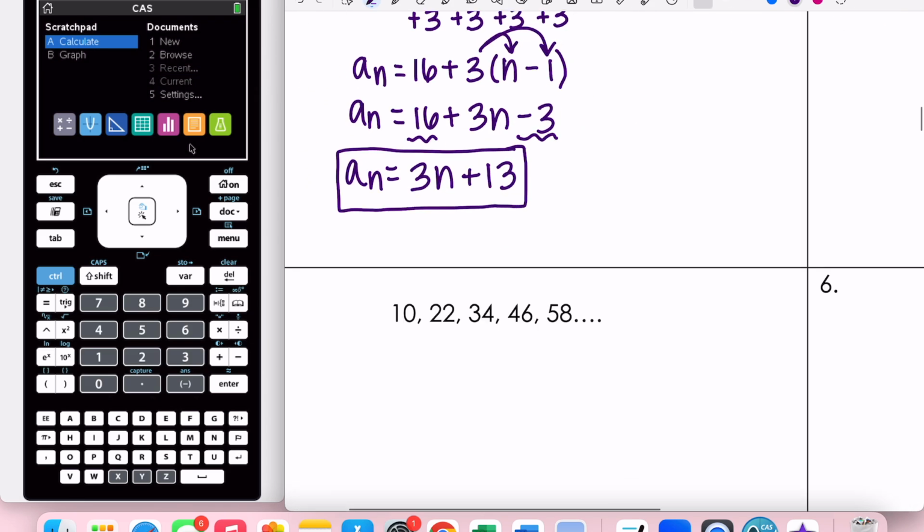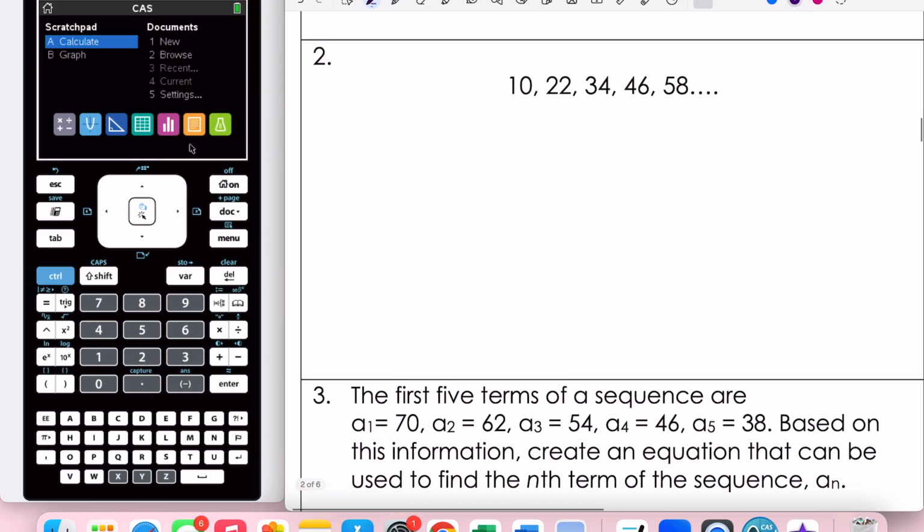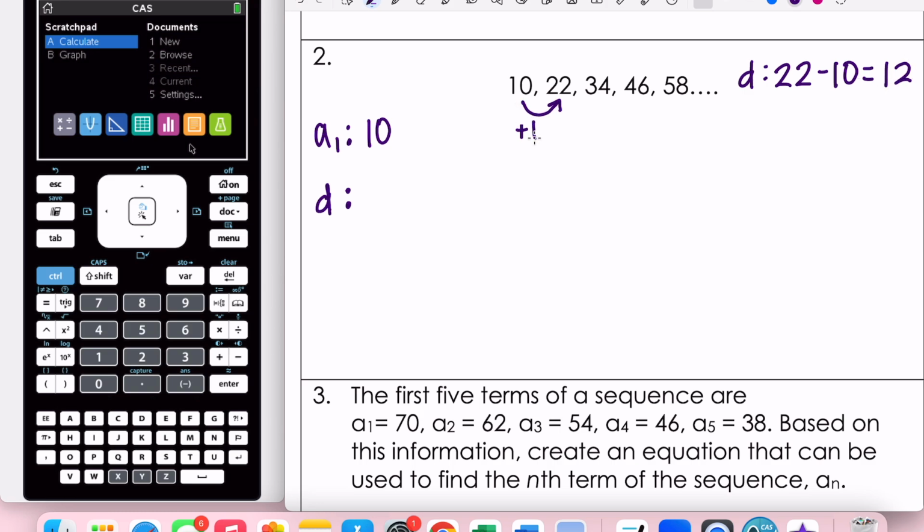Okay, moving on to number 2. We have 10, 22, 34, 46, and 58. Again, I have to find my initial term and my common difference, D. My initial term is the first term in the sequence, which is 10. To find D, I'm going to take the second term, 22, and subtract the first term. 22 minus 10 gives me 12. So to get from 10 to 22, I added 12.